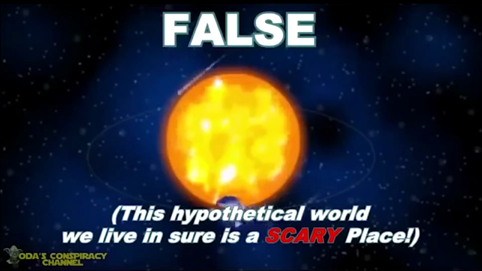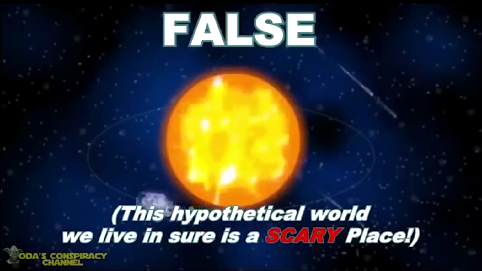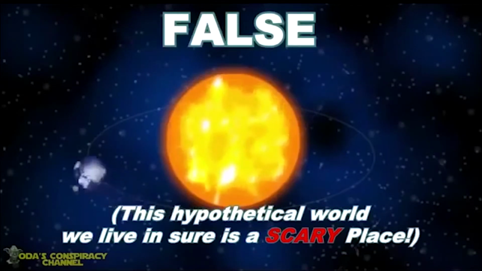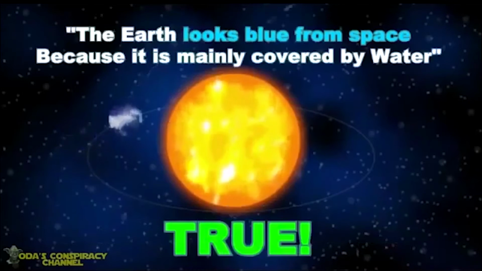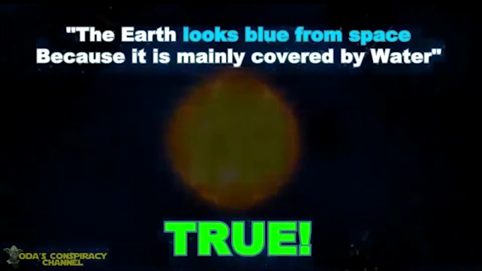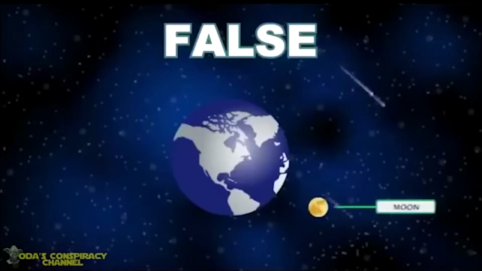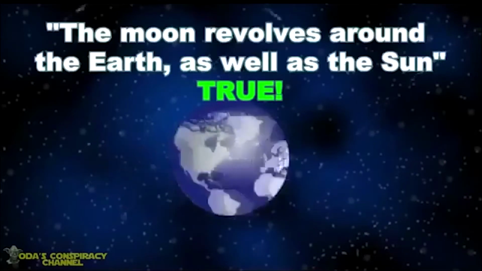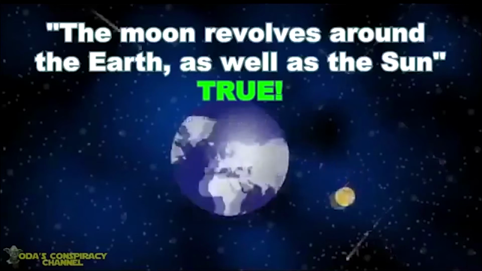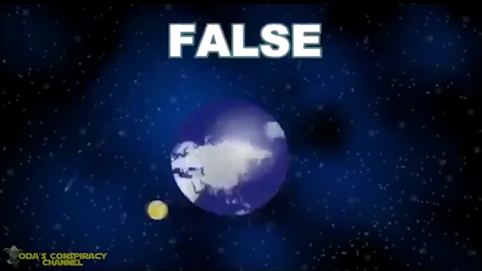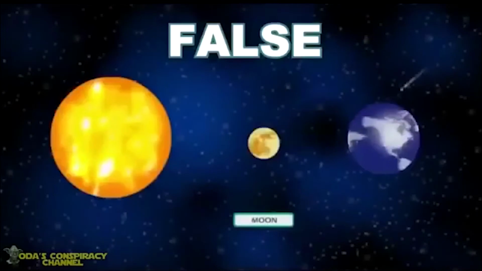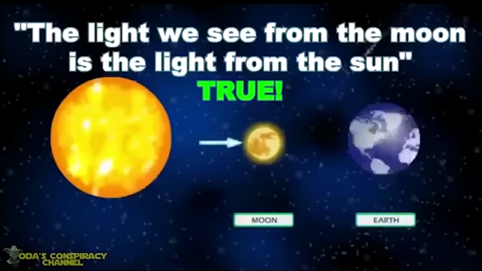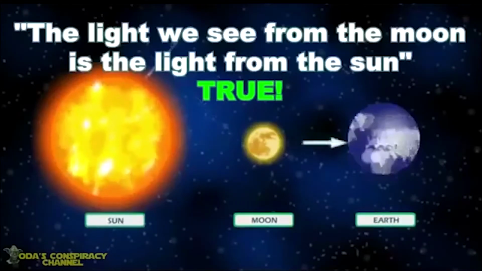It takes 365 days to revolve around the Sun. Earth looks blue from space because it is mainly covered by water. There are many planets that have more than one moon. The moon revolves around the Earth as well as the Sun. It takes 24 hours to revolve around the Earth. The moonlight we see from Earth is the light from the Sun.